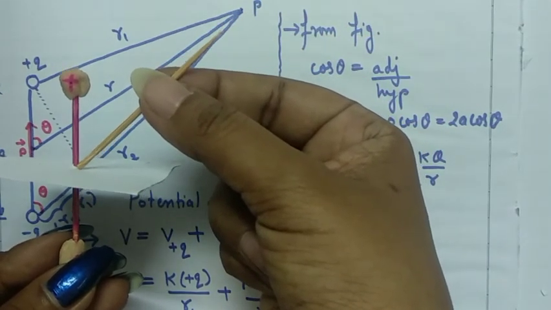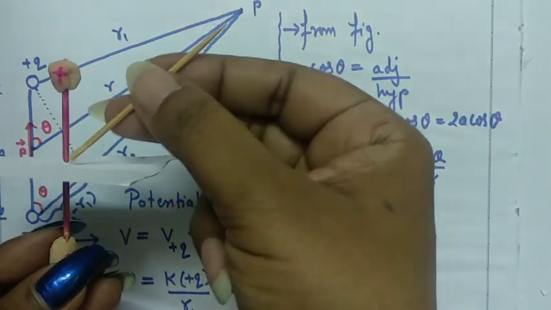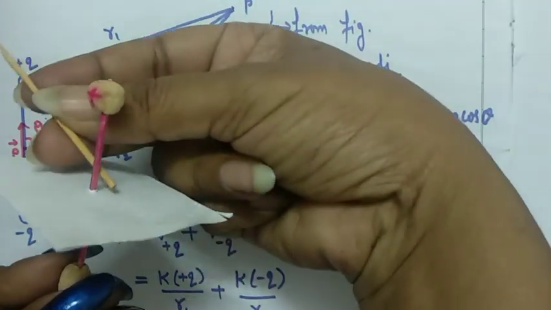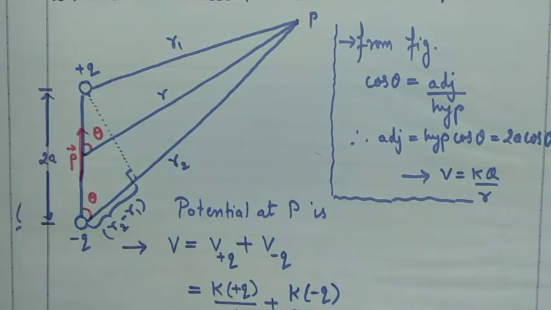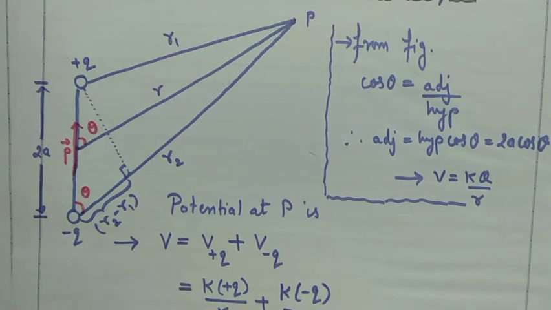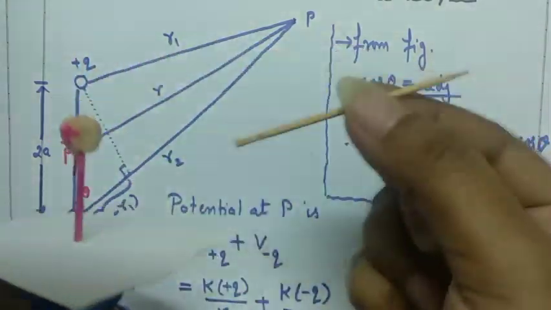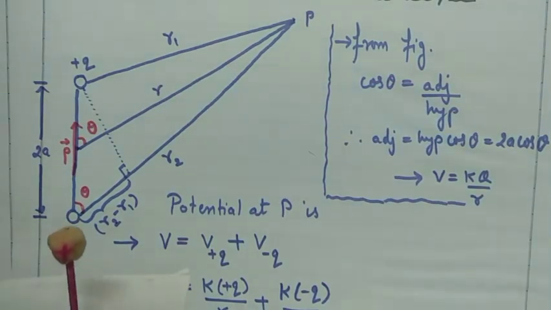Now if keeping this theta constant I rotate this, then what happens? See, at present the point P is here. If I rotate it and take it on the other side, then what will happen? This point P will come here somewhere. So if I keep the theta constant and I keep on rotating this line, R in this figure, I will get all the points where the potential is going to be same. And if I combine all those points, I'm going to get one circle.